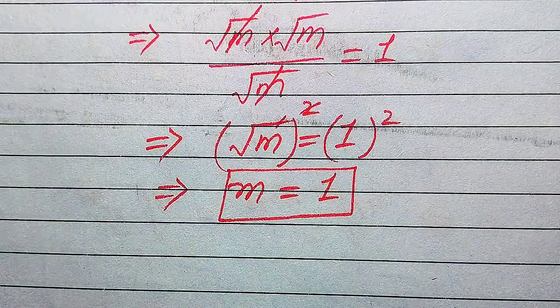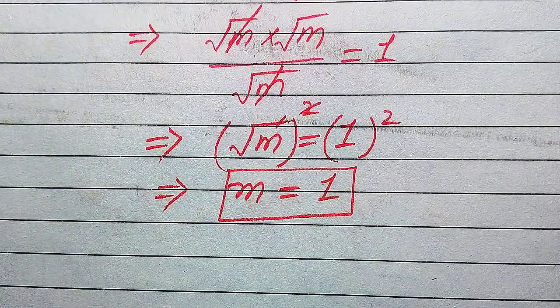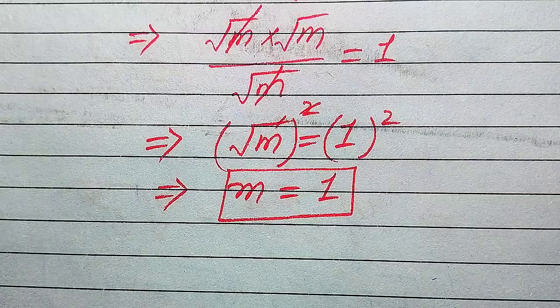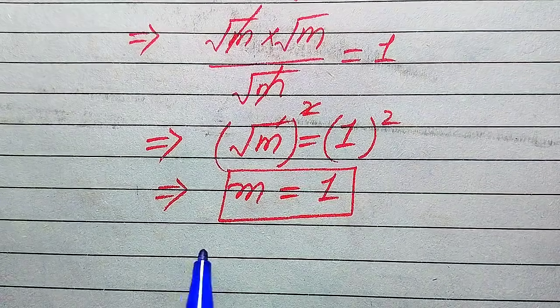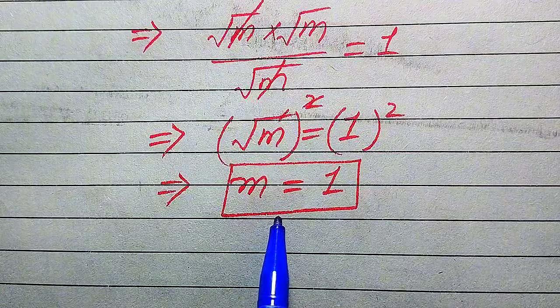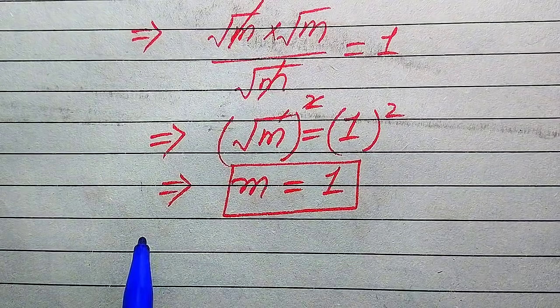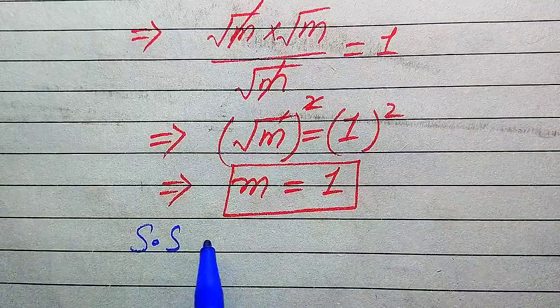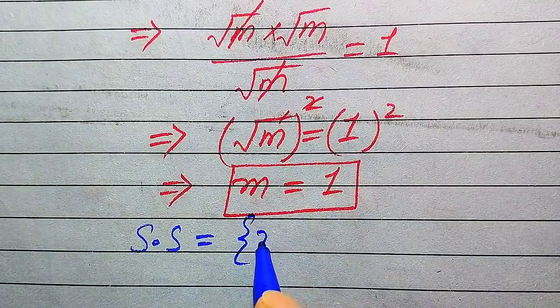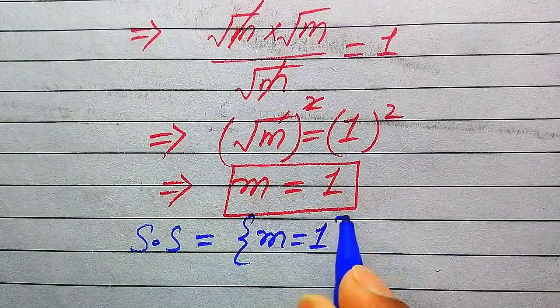So in the second method, we get only one root of the given equation, and that is m equals to 1. Also in the first method, we already verified that m equals to 1 satisfies our given question statement. So we finally conclude that the solution set of this question is m is equal to 1.